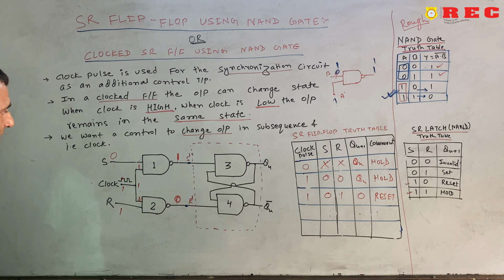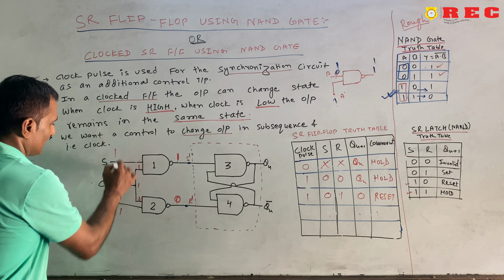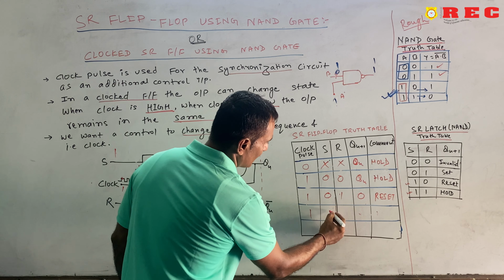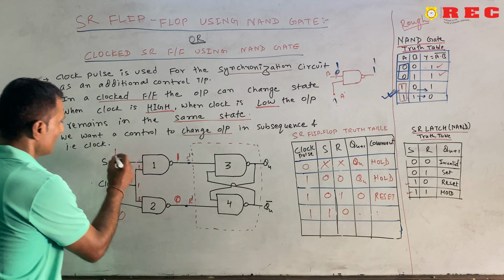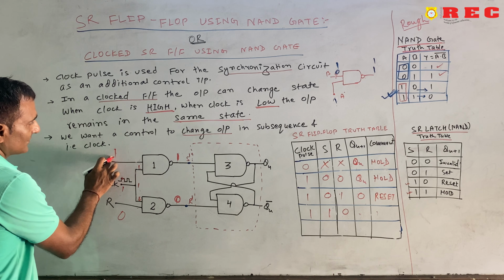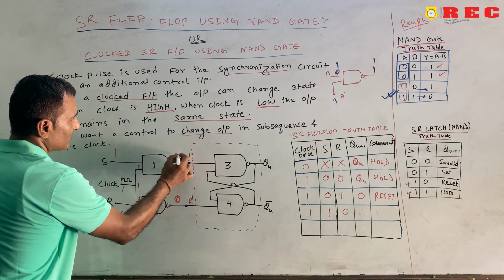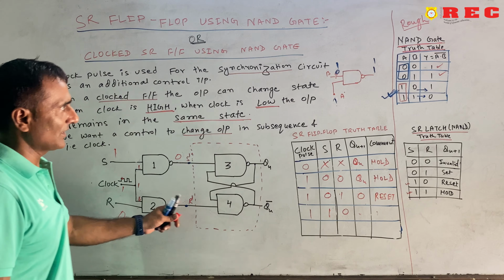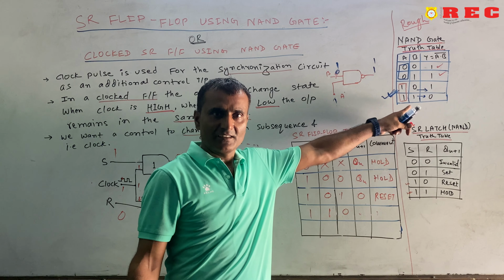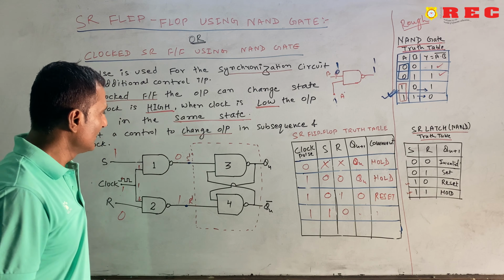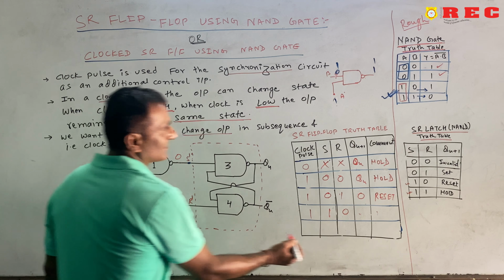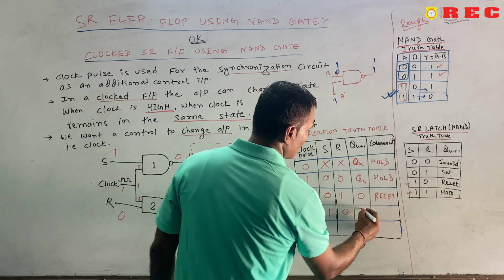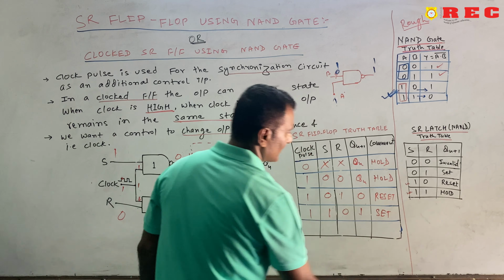Now, the next one, when S is equal to 1 and R is equal to 0, clock is always 1 again, S is equal to 1, R is equal to 0. Let us see, here this is 1, the output will be changed, and here this is 0, output will be 1, because you have seen in the latch table. And S is equal to 0, R is equal to 1, set condition. So, we will write here, and this is the set condition.